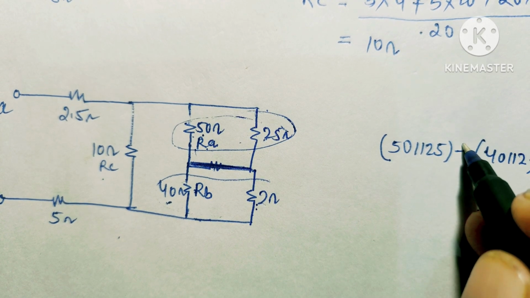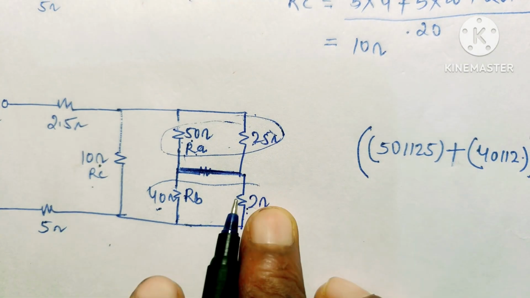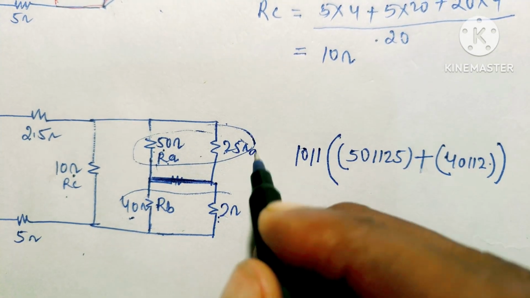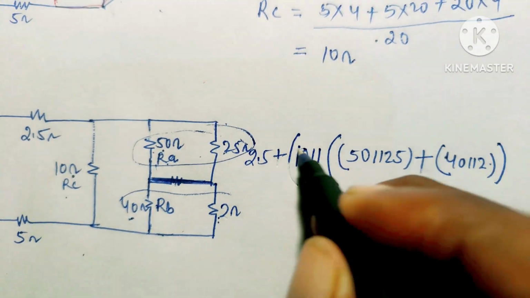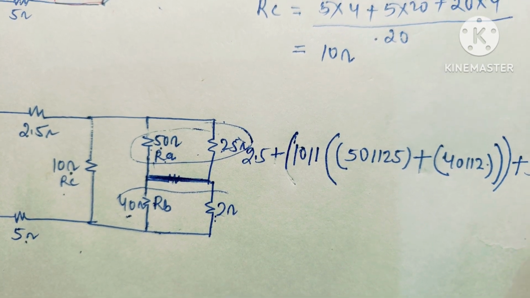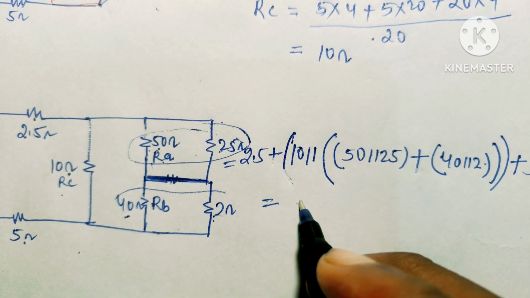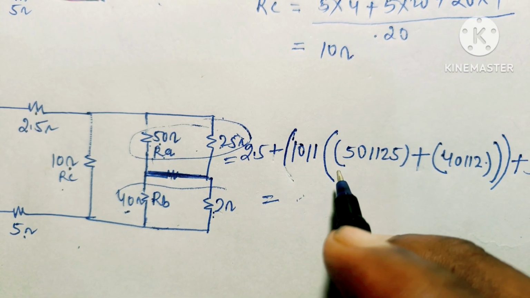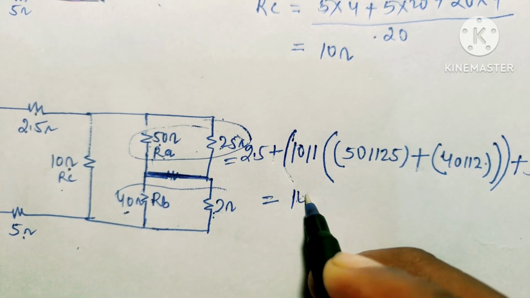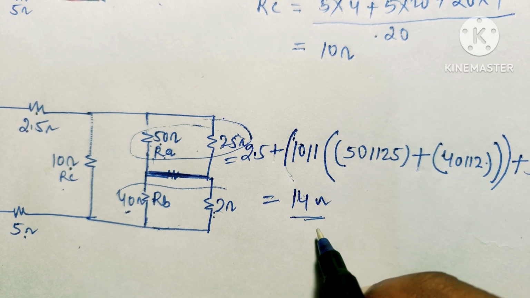So we take a summation here, and this whole will be parallel to the 10 ohm resistance. So 10 ohm parallel to this, plus 2.5 ohm, plus this 5 ohm, because all these three will be in series. If we solve this, we get the answer as 14 ohm. So 14 ohm is our answer for this question.